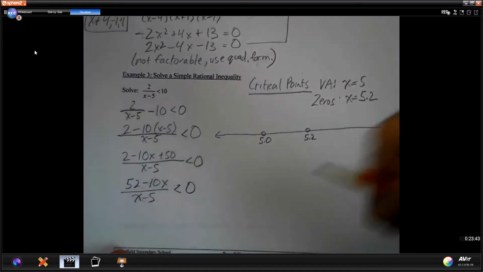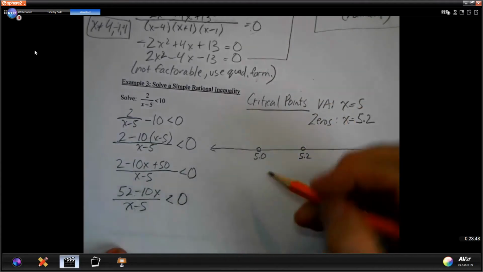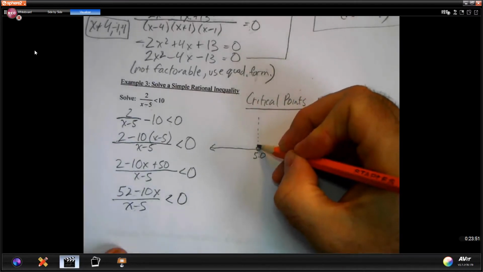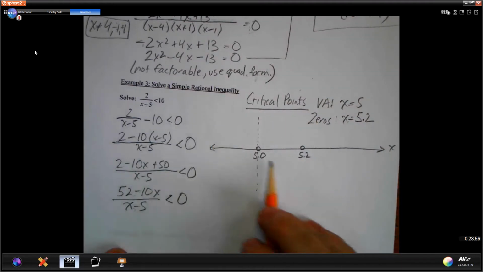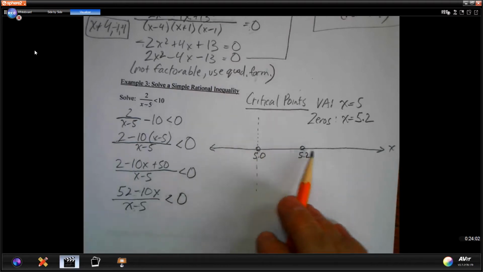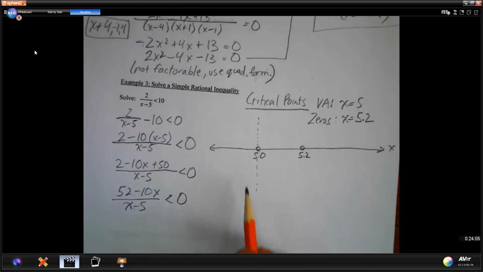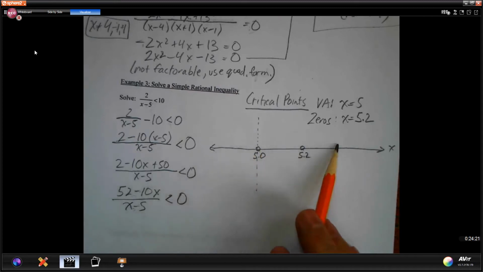Now I can make this a little bit clearer on the number line. I know I have a vertical asymptote here, so I'm going to do a dashed line so I can see that a little clearer. And the 5.2 is a 0. I know if I was to graph the function, it would cross the x-axis here. The reason these critical points are used is because if I go back to the original inequality, I want to know when this function is less than 0. In other words, when it is going to be below the x-axis. And you can see the critical points define the intervals that I need to test now.